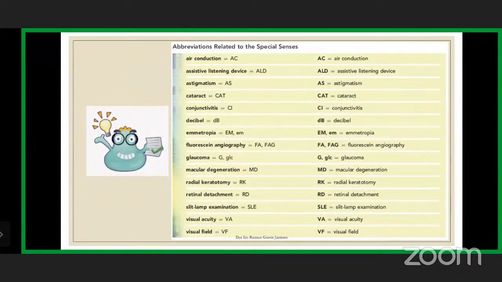But now we have details that are related to the special senses. We have some pathologies described like cataract, astigmatism, conjunctivitis. We have emmetropia, glaucoma, macular degeneration, the slit lamp examination. So, details to take into account.